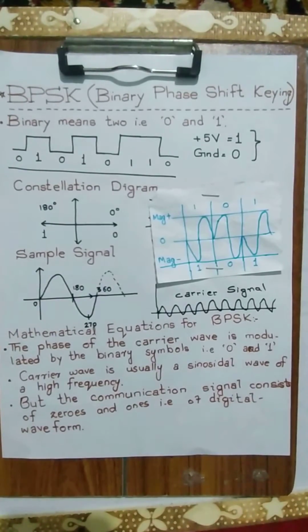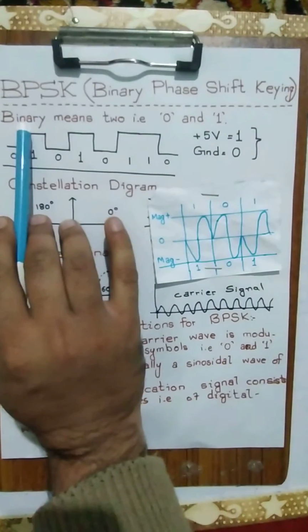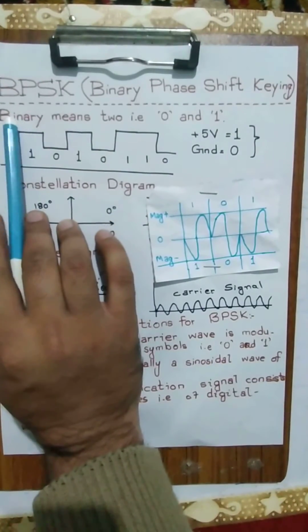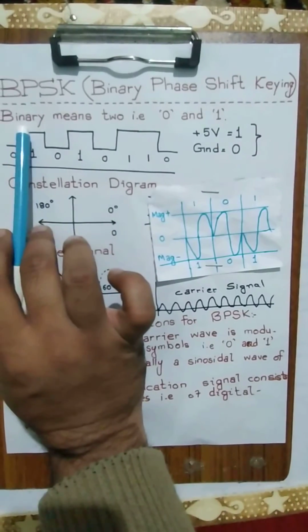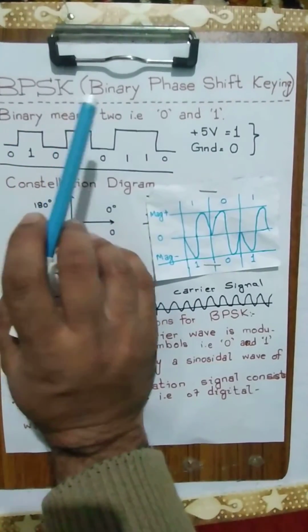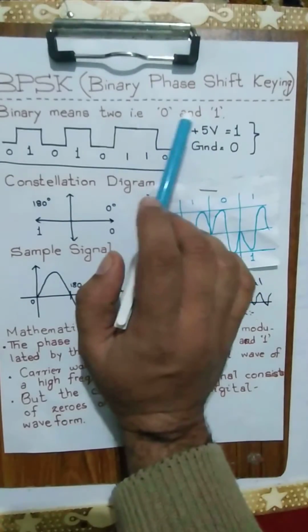Okay guys, today in this video we will learn about BPSK, that is the binary phase shift keying. So first of all, we must know what is meant by the word binary. The word binary means two, that is 0 and 1.